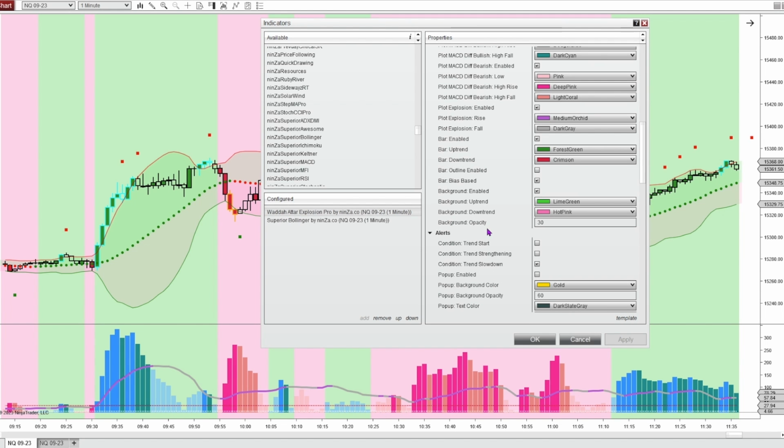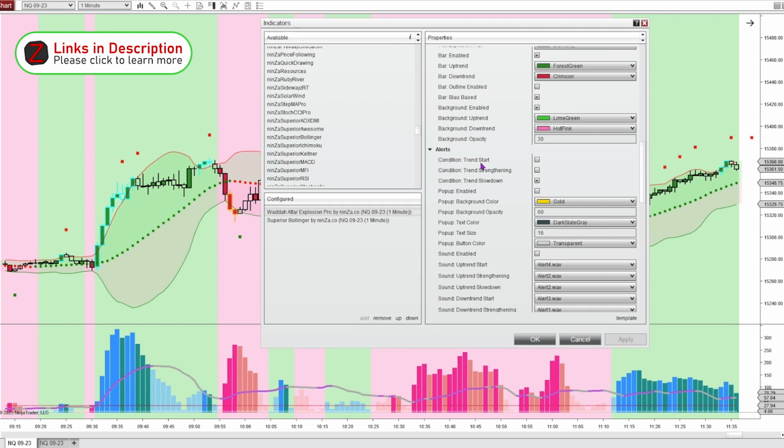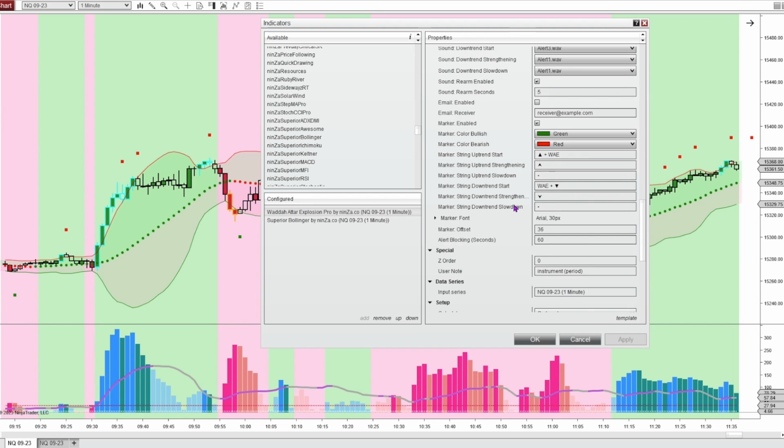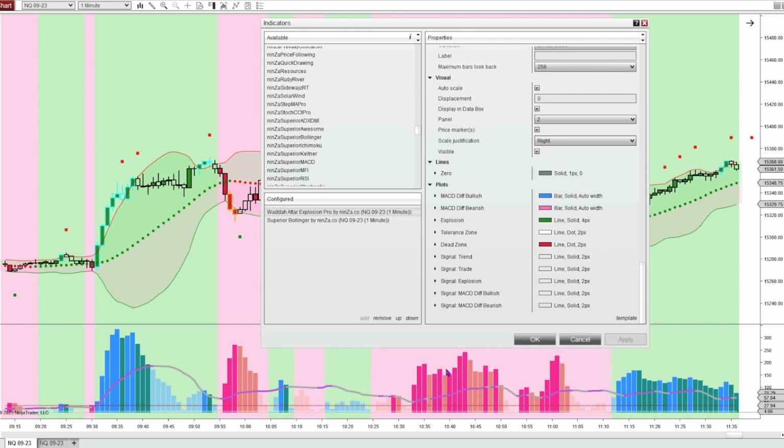So the WA explosion is printing the bar colors, either green or red. Got forest green and crimson. It's also painting the background. Got lime green and hot pink for the uptrend and the downtrend. It's got 3 different signals it'll print: the trend start, trend strengthening, and trend slowdown. The only one I have enabled is the trend slowdown, which is printing these little squares. You can change what these markers say, what kind of symbols they are, the shape, the color, everything about them. I left all of this the same. This color scheme is the same as what it comes with for the histogram.